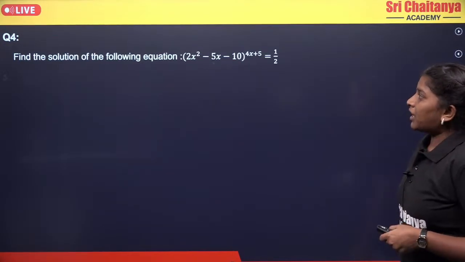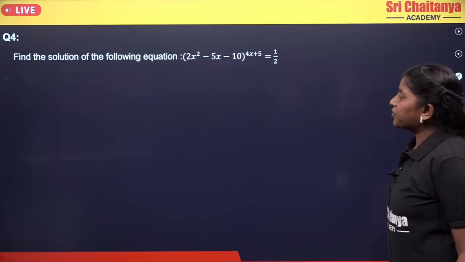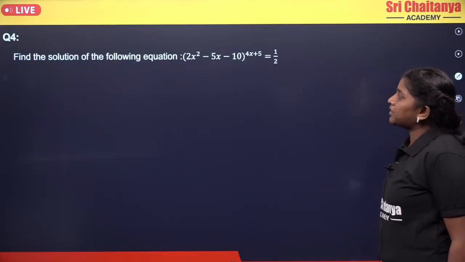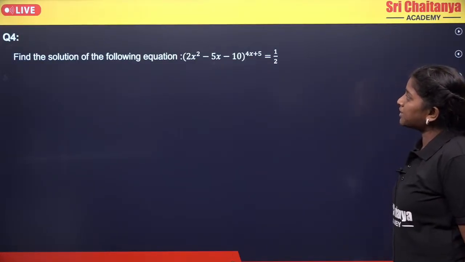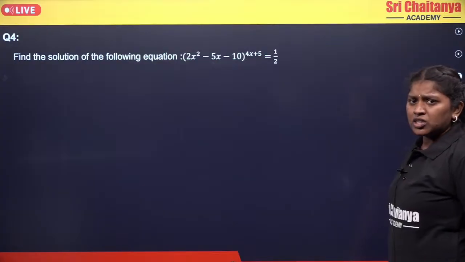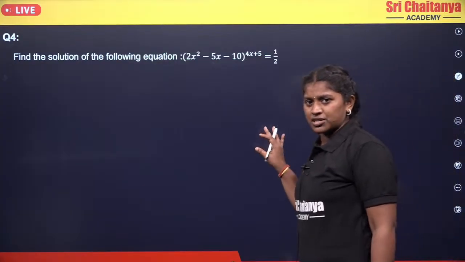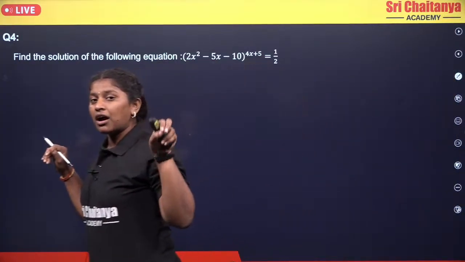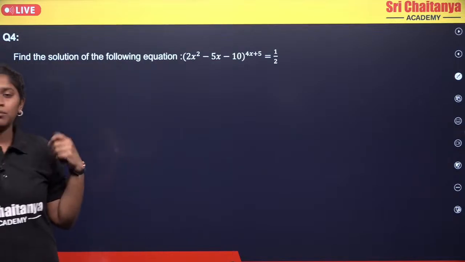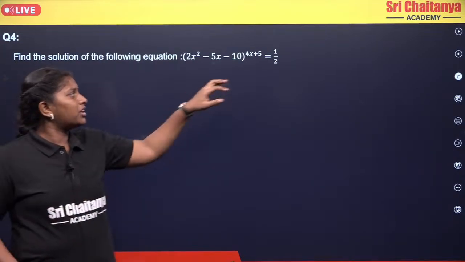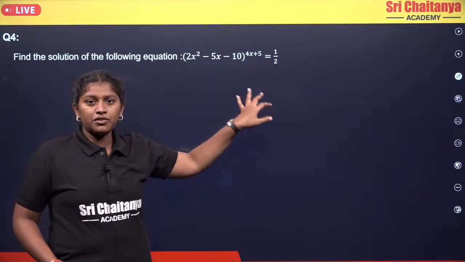Now moving to the next: find the solution of the following equation, (2x² − 5x − 10) to the power (4x + 5) equals 1/2. I think this is also like our previous question, right? But there they gave our RHS equal to 1, so it was very easy. But what about here, where we have 1/2?